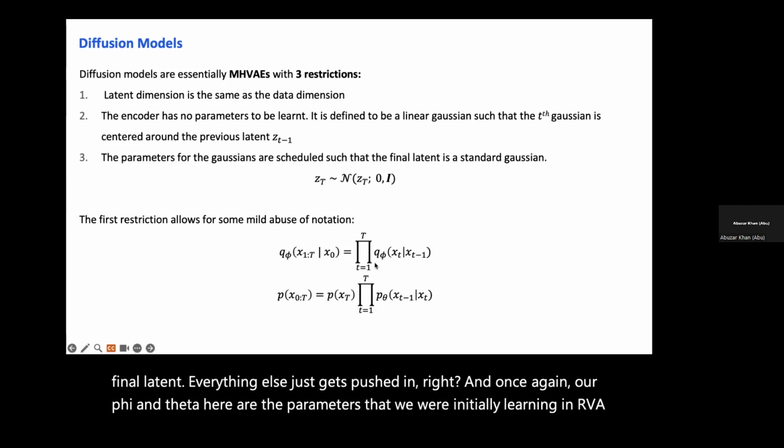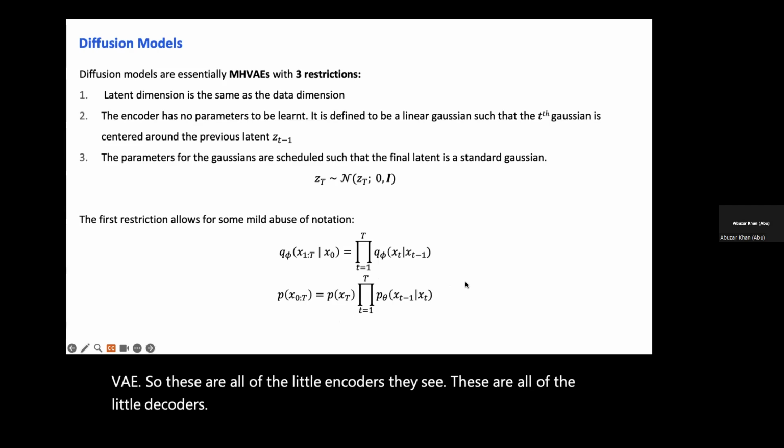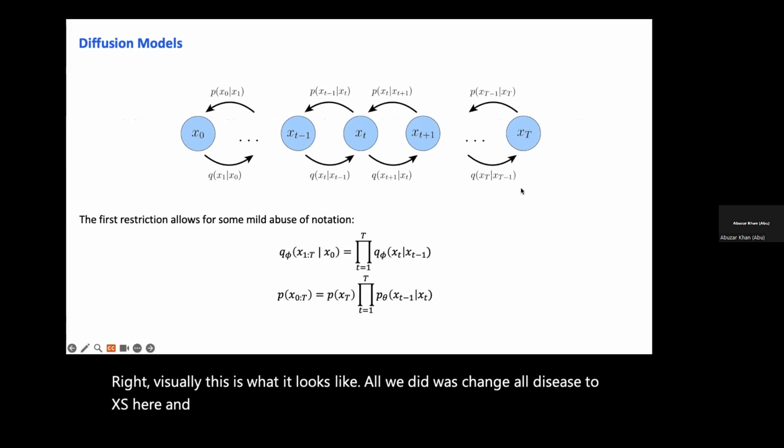So these are all of the little encoders. These are all of the little decoders. This is what it looks like. All we did was change all the z's to x's here, and it's essentially the same MHVAE with, as I said, the abuse of notation.